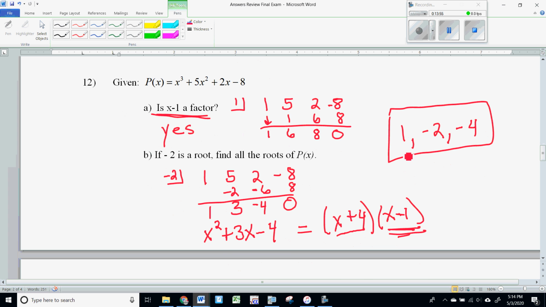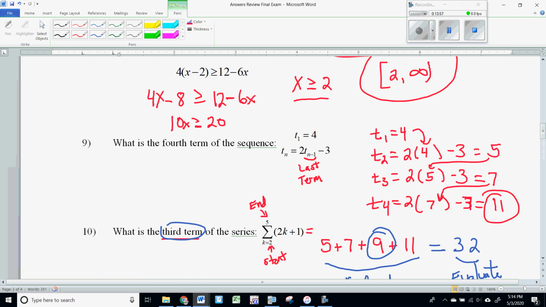So that is all the problems from the review for the final exam, number 1.